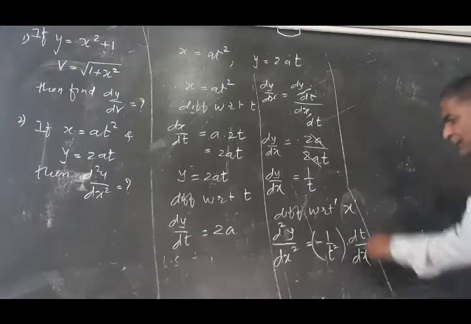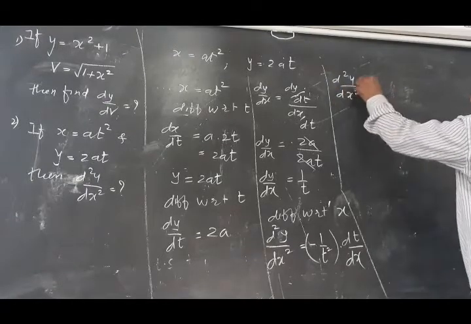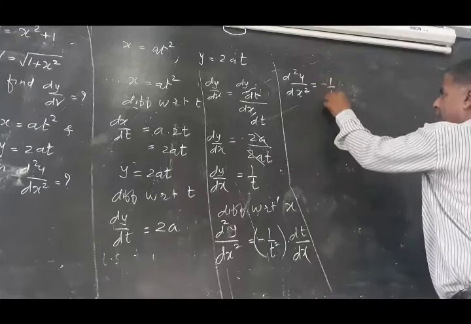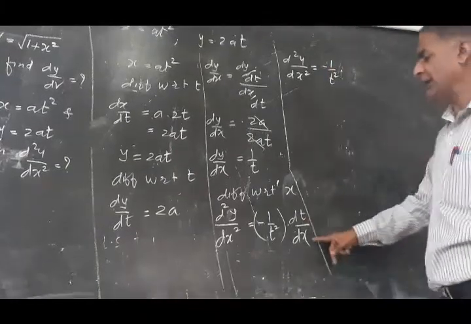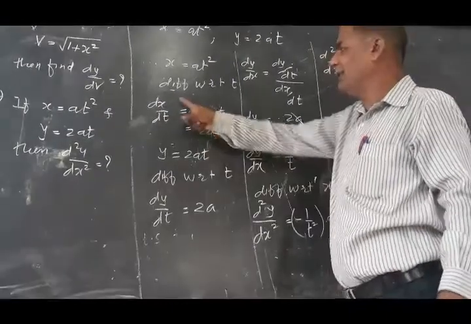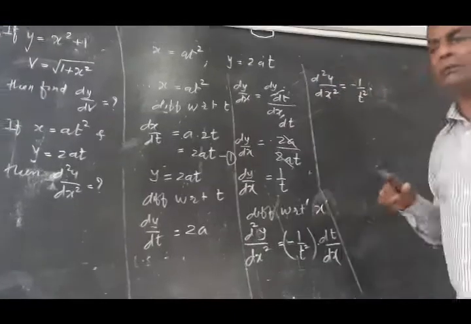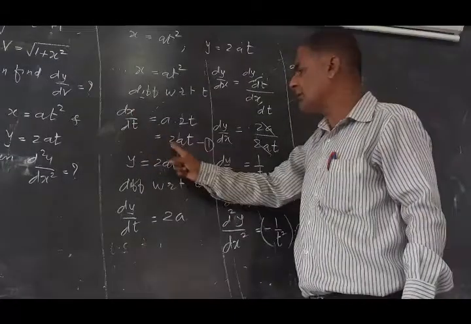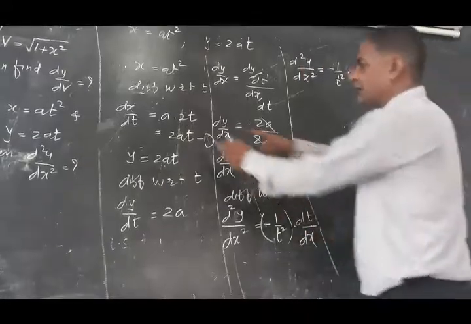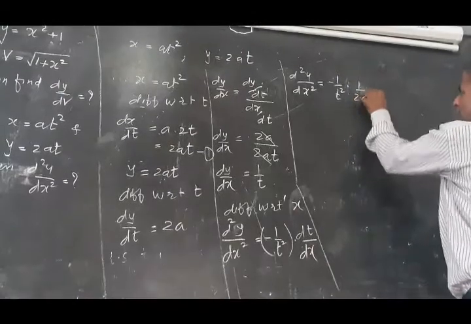Now again simplify this one. d square y upon dx square is equal to minus 1 upon t square. What is dt by dx? Here look, dx by dt we have here. dx upon dt, that is statement number 1. Now concentrate on statement number 1. dx upon dt is equal to twice a t. So the reciprocal of this one, dt by dx, we can take the reciprocal of this part, that is equal to 1 upon 2at.